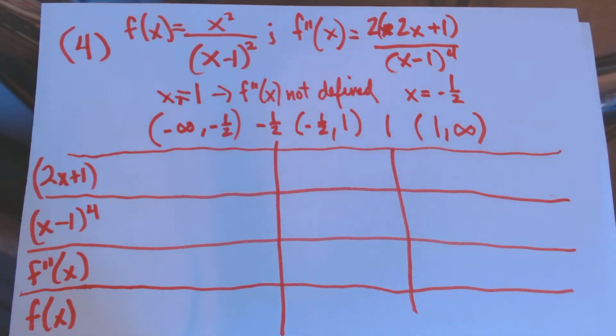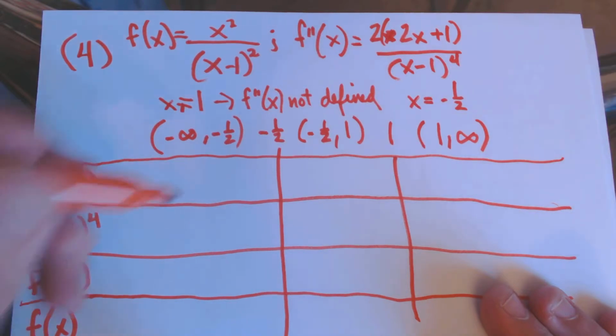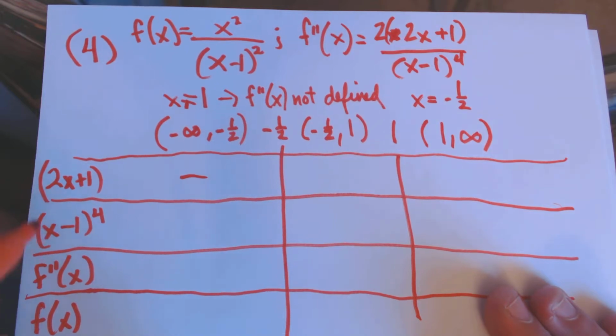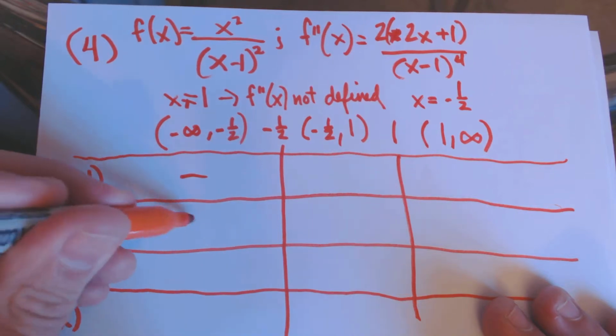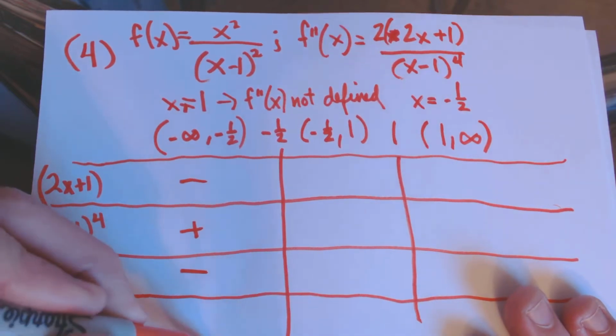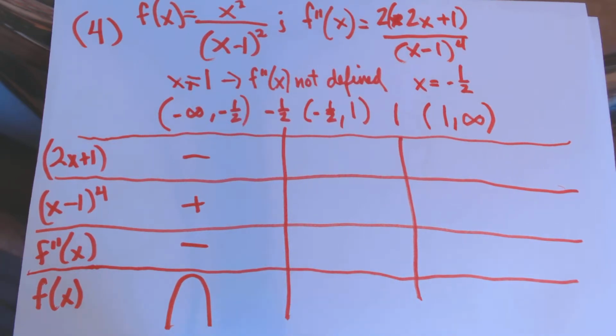Alright, so let's start with the first interval from negative infinity to negative 1/2. So let's plug in negative 1. That's going to give us negative 1 for the first component of the second derivative, so that'll be negative. Plugging in negative 1 into the second component, the denominator, will get us a positive. And so the second derivative is going to be negative. That means the function will be concave down in the interval between negative infinity and negative 1/2.